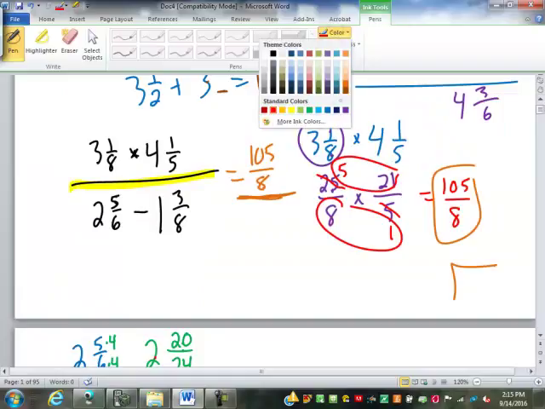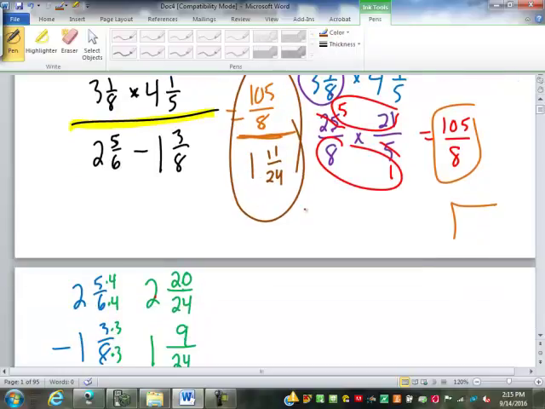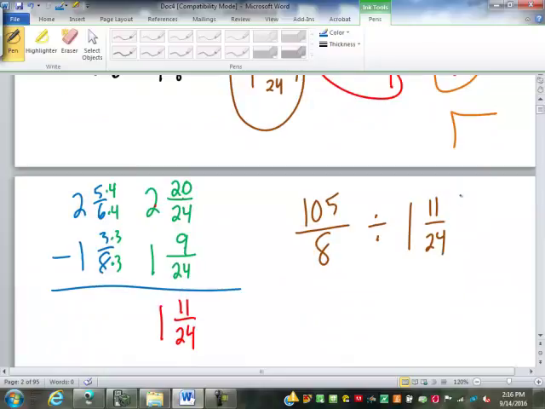So we're going up here. We have 1 and 11 24ths. Looking at it like that, it looks a little awkward, but all that really is 105/8 divided by 1 and 11 24ths. Now it still looks a little awkward because it's already an improper fraction, but we're going to have to change the 1 and 11 24ths to an improper fraction too. That's going to become 1 times 24 is 24, plus 11 is 35 24ths. What do we do next?